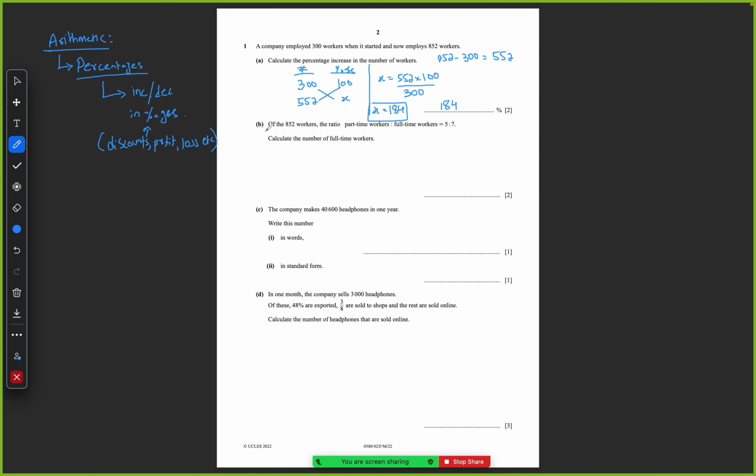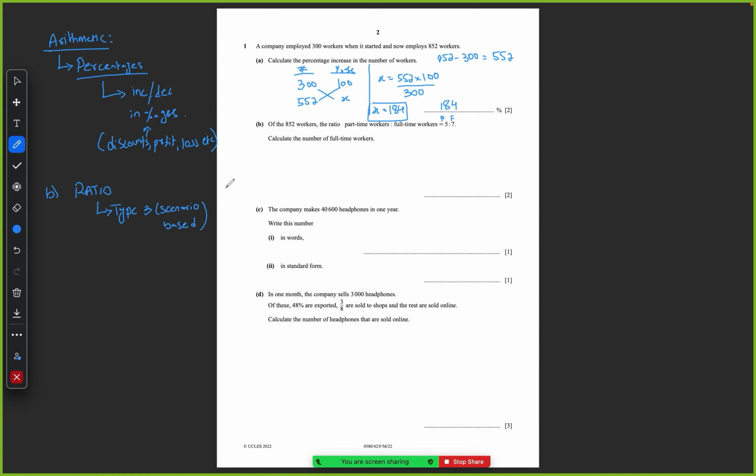Okay, let's move on to part B. It says of the 852 workers, the ratio of part-time workers to full-time workers is 5:7. So I'm just going to write down part-time worker, that means P, and then full-time workers, that is F. It is 5:7. Calculate the number of full-time workers. If you remember, this part B is related to the topic ratio. And again, in ratio, we discussed 4 further types. This one is again of type 3, that was the scenario based. So I want you guys to revise the concept of type 3, that was scenario based. Okay, and I'm gonna solve it for you.